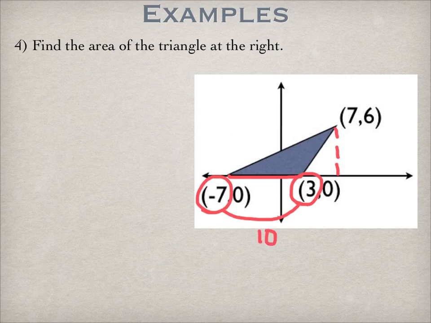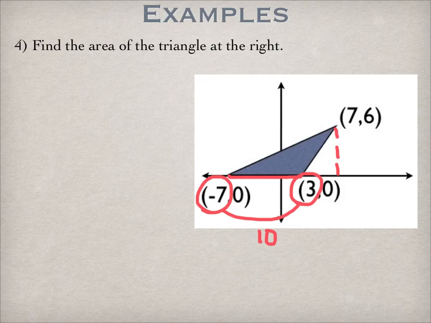If you're not sure about that, you could do -7 minus 3 or 3 minus -7. It might come out negative depending on which way you subtract. But remember that you can't measure distance with negative numbers. So even if you get -10, the distance is still just 10.